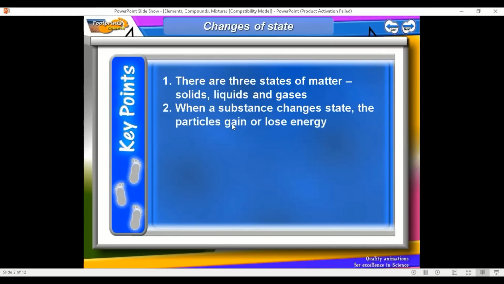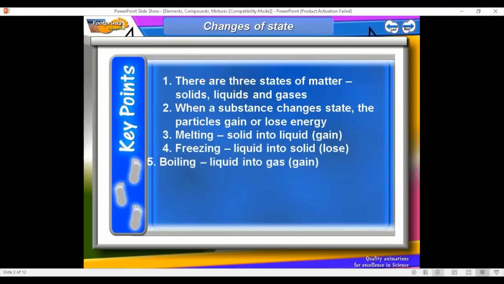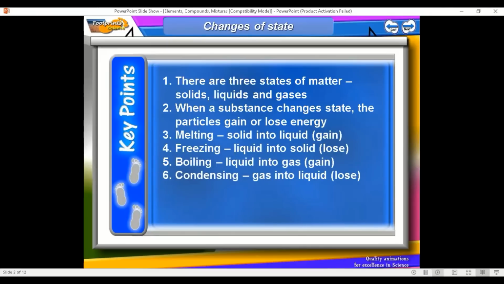And it says here, when a substance changes state, the particles gain or lose energy. All substances are made of particles. And when we heat them or cool them, it changes their state. There we are, and that's what I mean by that. So let's see if there's another point that might be.